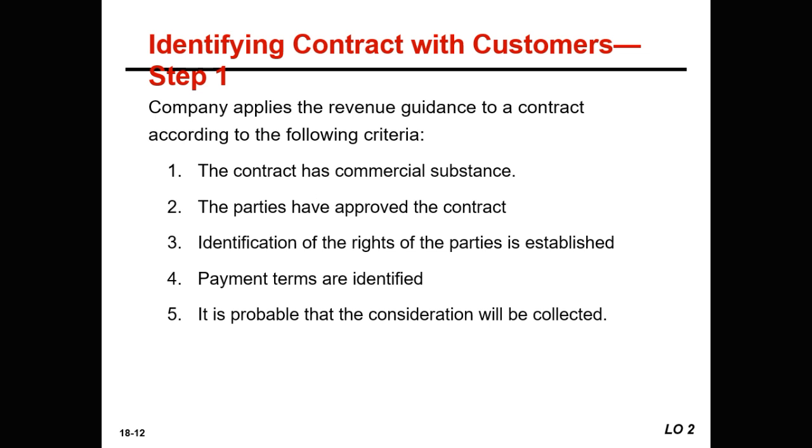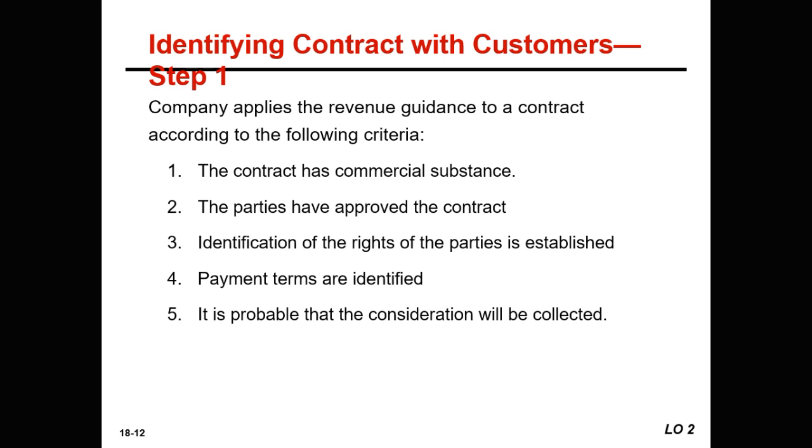So continuing to look at contracts with customers. Companies apply the revenue guidance to a contract according to some basic criteria. Contracts have to have commercial substance. Both parties have to agree, or all parties have to agree to the contract. There's an identification of the rights of the various parties that's established. Payment terms are identified. And the probability that your consideration is going to be collected.